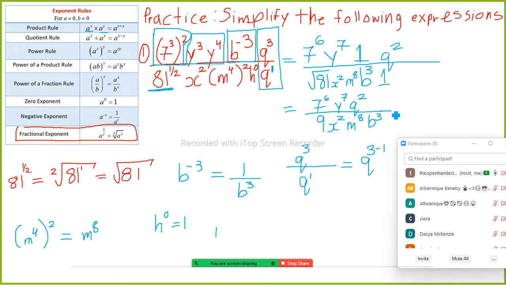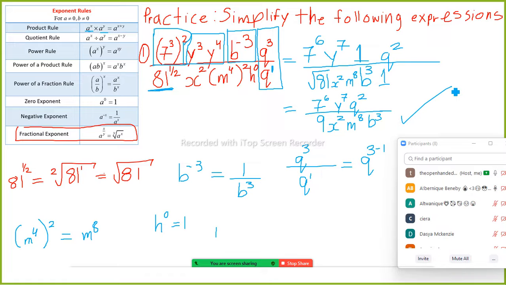We won't simplify it further. The only thing we could do is divide 7 to the power of 6 by 9, but we assume that we are not using calculators, so we could leave it like this. This would be our final answer. So that is a practice on how we can apply not all of the rules, but a lot of the rules together in one question.